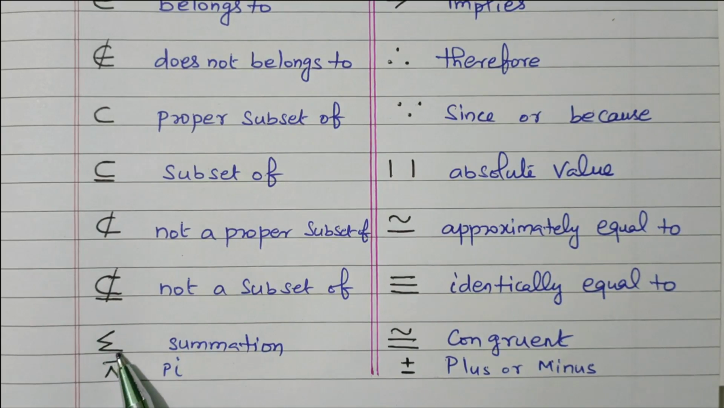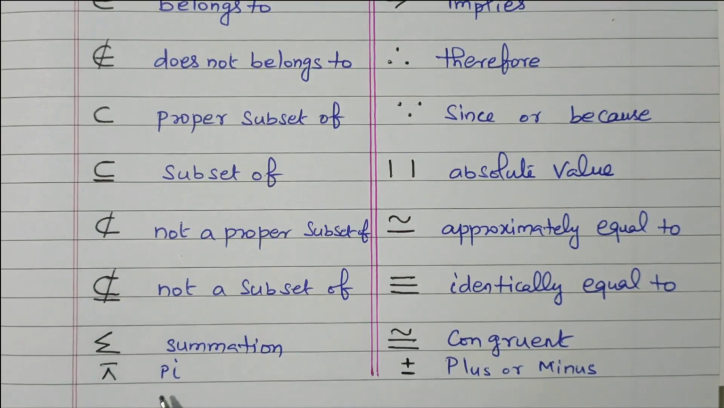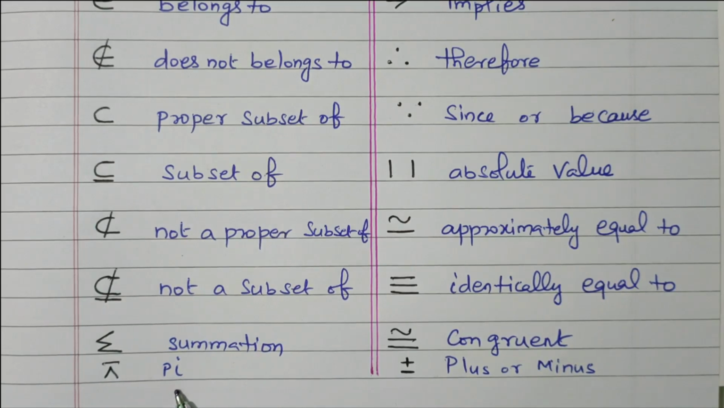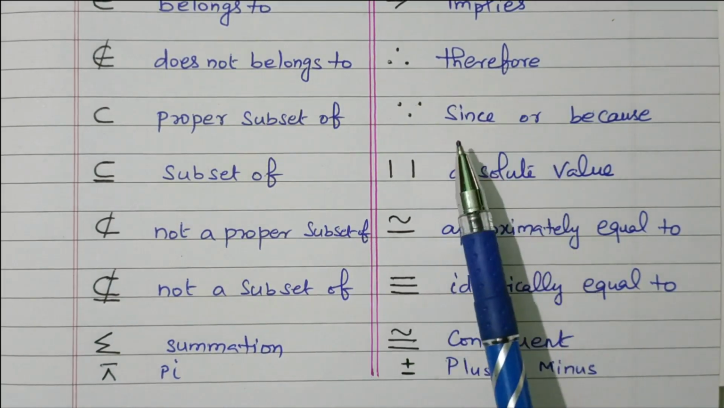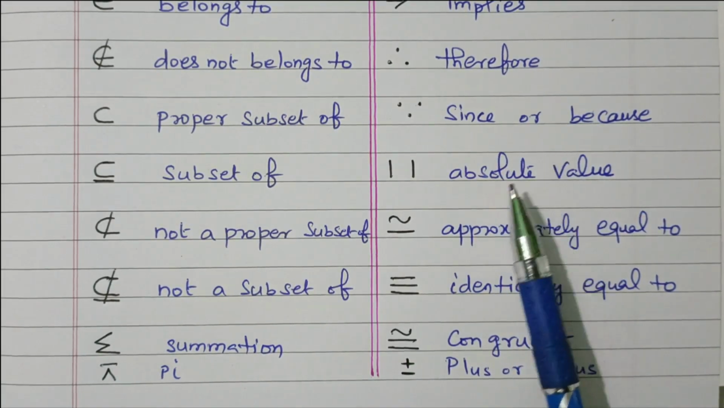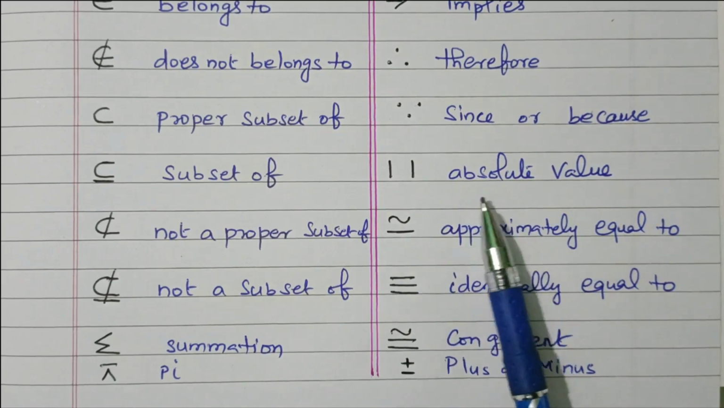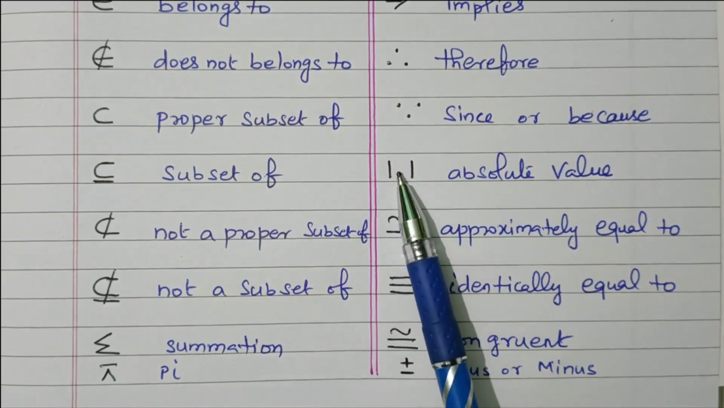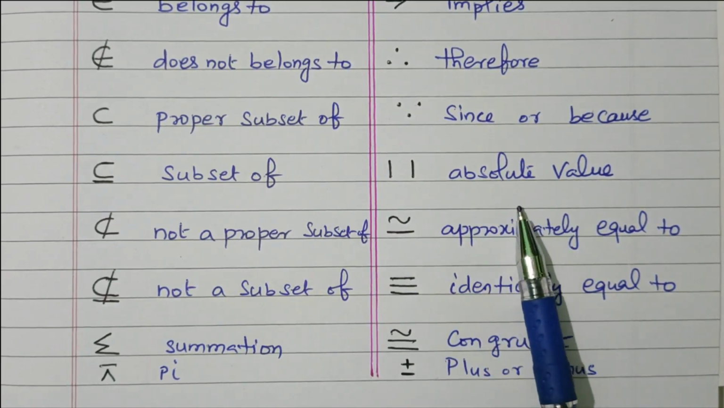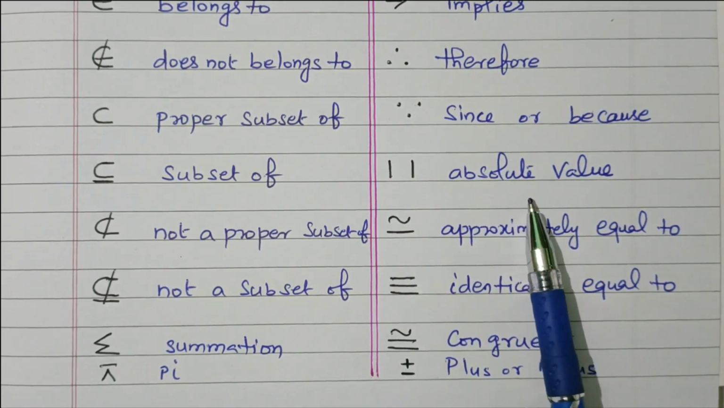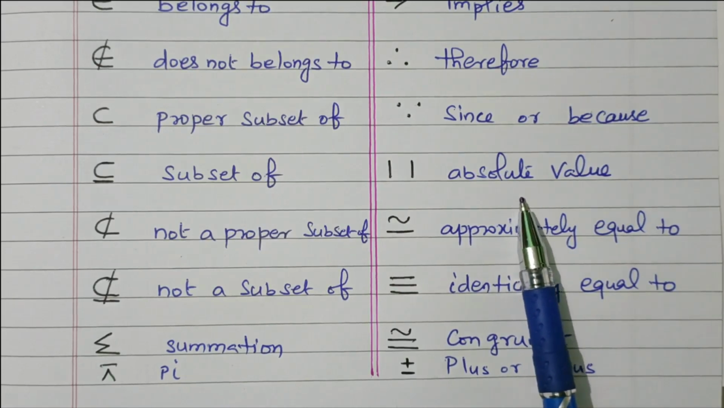This refers to summation. We are going to add all the terms. This symbol refers to pi, right? We are going to multiply all the terms. This is addition of all. This is multiplication of all. This refers to absolute value. These two lines around A give the absolute value. Absolute value means whether positive or negative, it will give only the positive value. Right? Minus 10 will give 10.